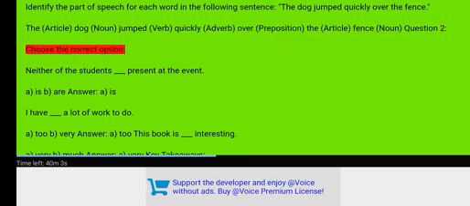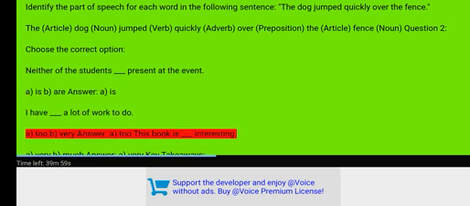Question 2. Choose the correct option. Neither of the students present at the event. A, is; B, or. Answer. A, is. I have a lot of work to do. A, to be. Answer.